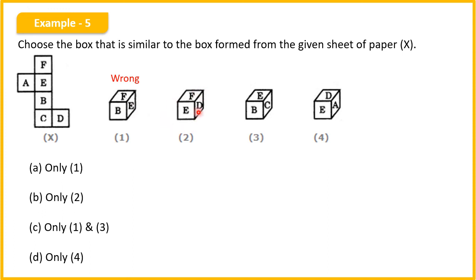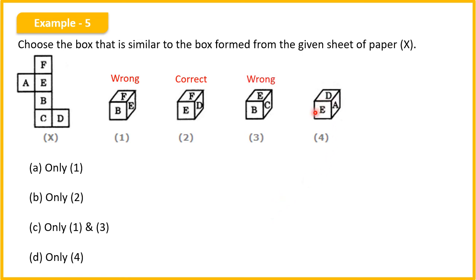If we check the second option where E is shown in the front face, if E is in the front face, F can go on the top face, that is okay. And if we imagine that it is folded, D can come on the right face. So I feel this is the correct view. If we check the third view, जहां पर B shown in the front face, if B is shown in the front face, E can be on the top face, but C will be in the bottom face. It can't be in the right face. So this is a wrong view.